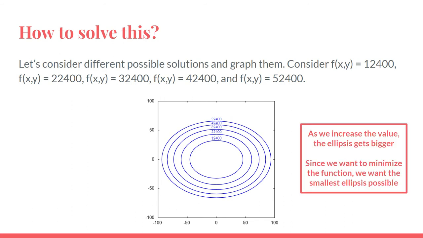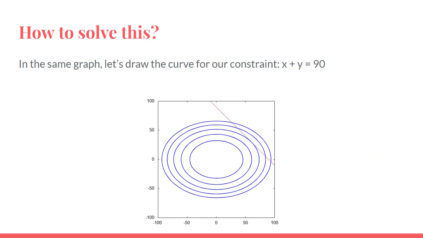Also note how, as we increase the value of f, the ellipse grows bigger. This also makes sense as bigger values of f also need bigger values of x and y. Because we want to minimize the function, we want the smallest ellipses possible. In the same graph, we will draw a curve for our only constraint, x plus y equals 90. This will be the red line in the graph. Although we want the smallest ellipses possible, we also need to satisfy this constraint.